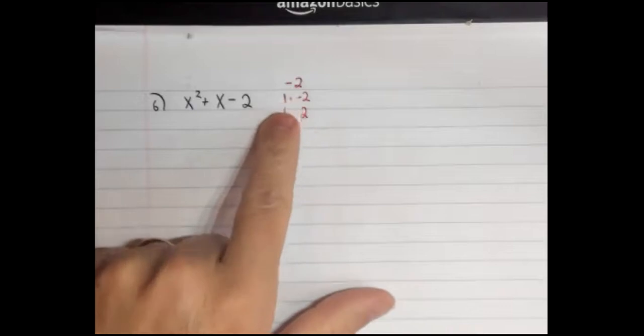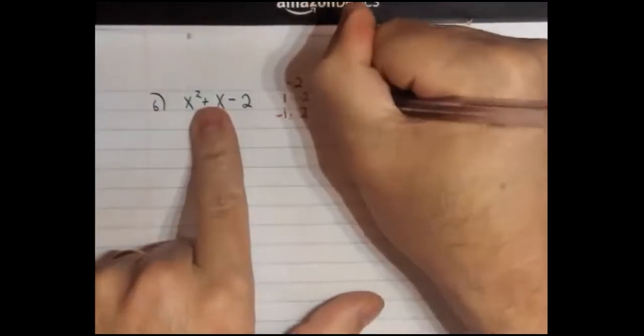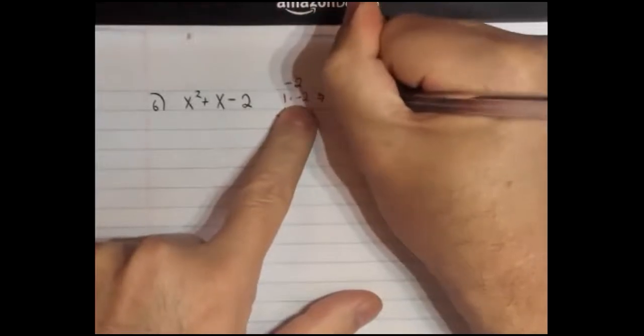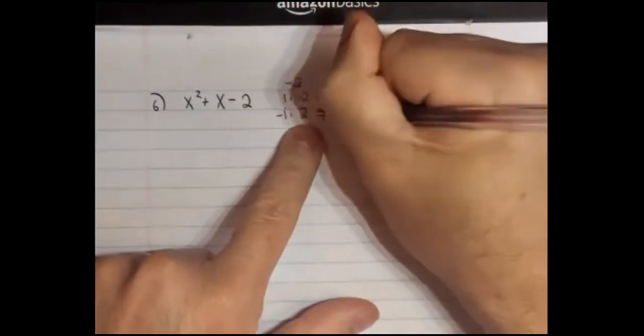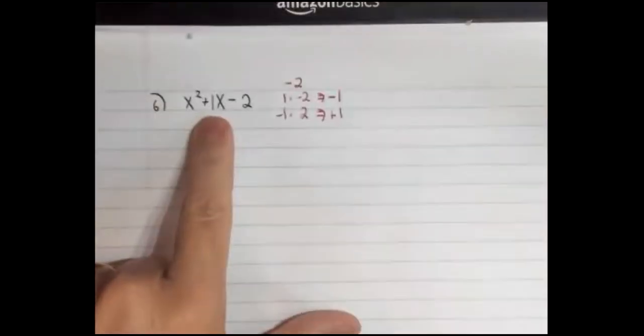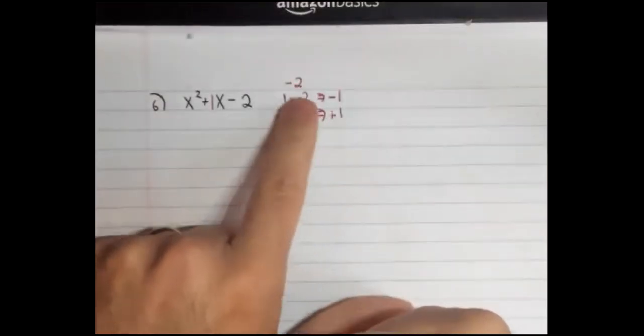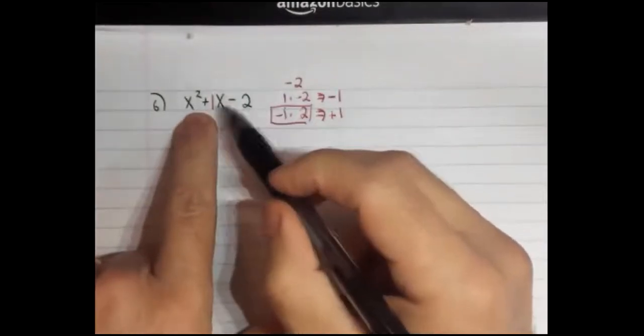So which one of these is going to give me a positive 1? Well, when I add positive 1 and negative 2, I get a negative 1. And when I add negative 1 with positive 2 here, I get a positive 1. And again, I probably should have told you, we know that that's a 1 there. So which one of these combinations gives me the plus 1? Well, it's negative 1 and positive 2.